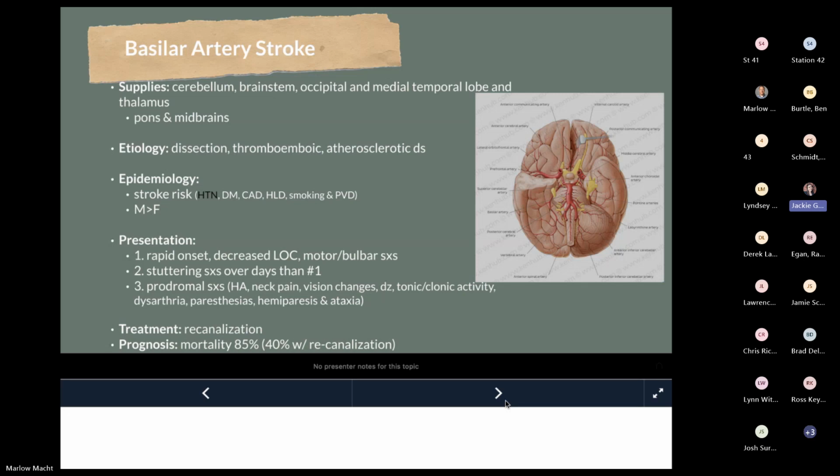The treatment is recanalization either by systemic TNK or catheter-associated TNK or thrombectomy. And the prognosis, if unidentified, untreated, is 85% mortality. Treated, it's still 40%. This patient did not have a good outcome, although he survived, as his family withdrew care. Next.